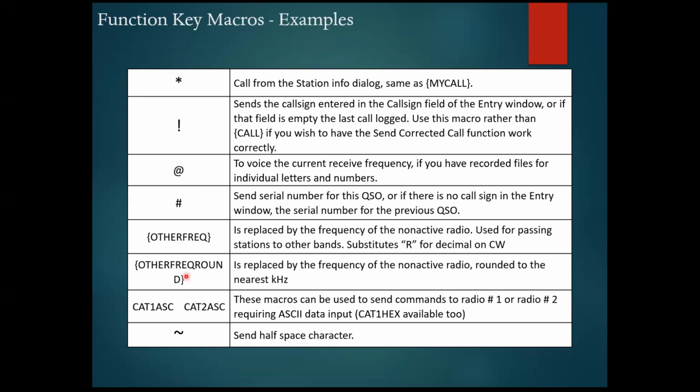You can also go out there and read the other frequency for the non-active radio, and you could use that, for example, with other frequency round to ask the guy if you want a QSY to 14. If the guy says yes, then you can go ahead and send another frequency round, and it'll read down exactly to the kilohertz of where you are, and tell them exactly where to go.